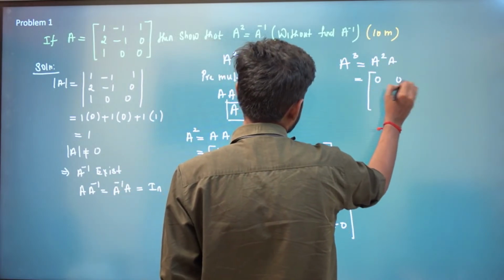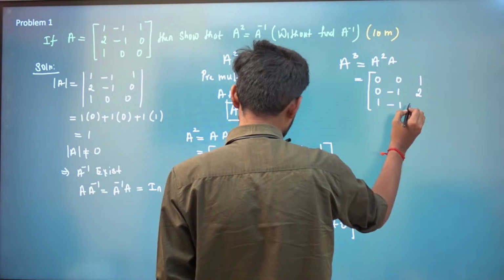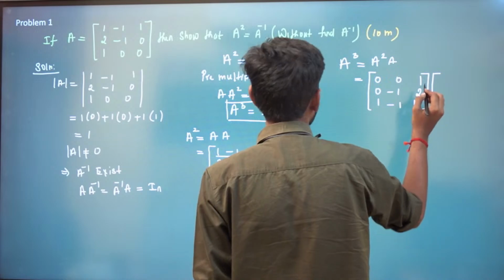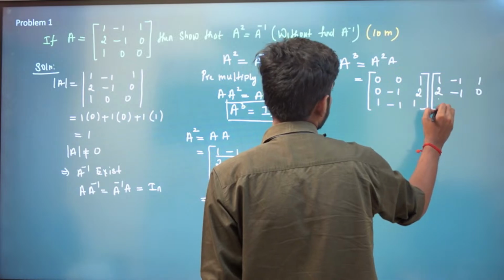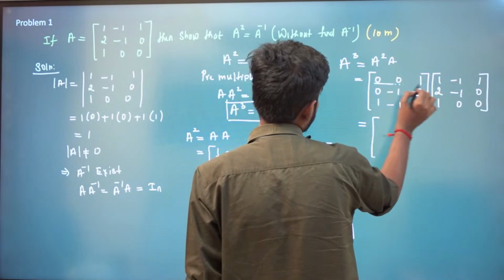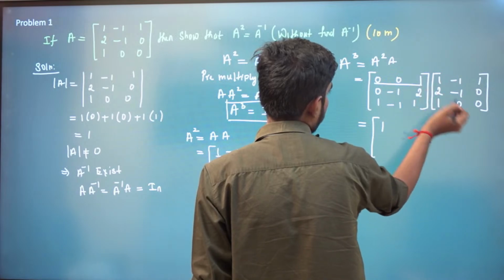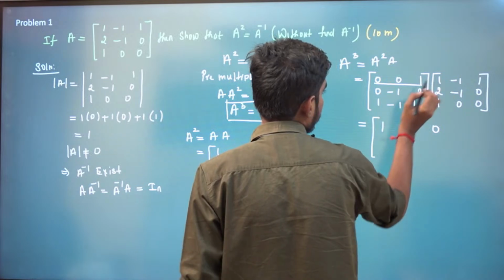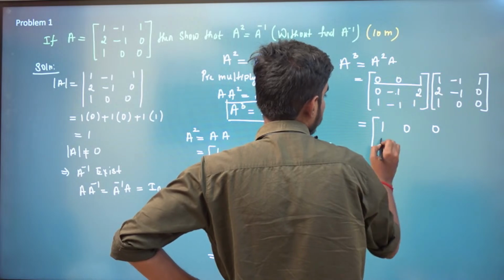A square is 0 0 1, 0 minus 1 plus 2, 1 minus 1 plus 1 into the matrix A. So the A matrix is given by 1 minus 1 plus 1, 2 minus 1 0, 1 0 0. So what will this be? This row, this column: 0 0 1, 0 into minus 1, 0 into minus 1, 1 into 0, 0 into 1, 0 into 0, 1 into 0, 0 into 1, minus 1 into 2. Minus 1 into 2 is minus 2. Minus 2 plus 2 is 0.